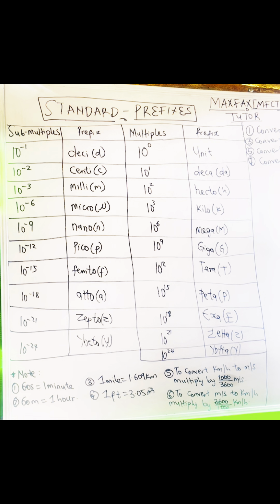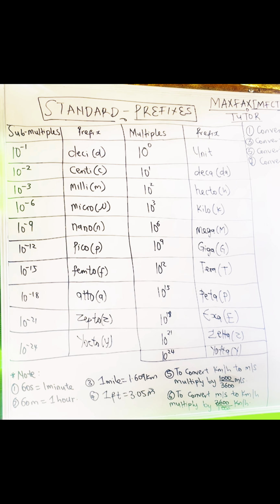Now, what do standard prefixes mean? Standard prefixes can be classified into submultiples and multiples. We can express the metric unit in a larger number of multiples of 10, and we can also express the metric unit in a smaller number of submultiples of 10. Now, we have the standard prefixes. Let's talk about the submultiples.